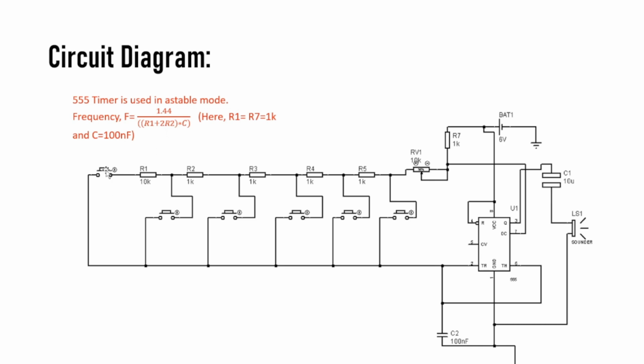When this button is pressed, the value of R2 is the summation of R1, R2, R3, R4, R5. And when this button is pressed, the value of R2 is the summation of R2, R3, R4 and R5. And similarly, the value changes according to the buttons pressed. Now let us look at the simulation using Proteus software.